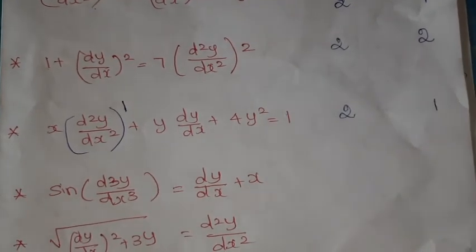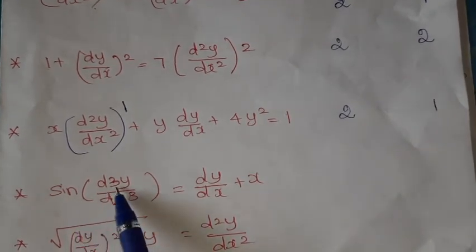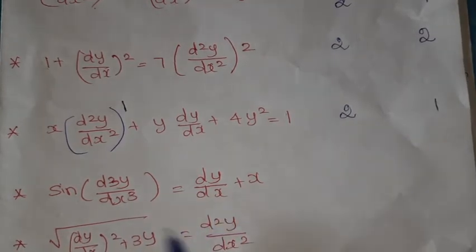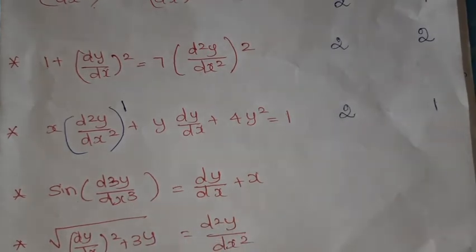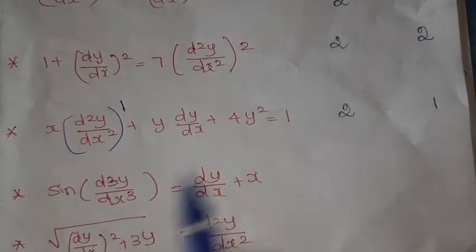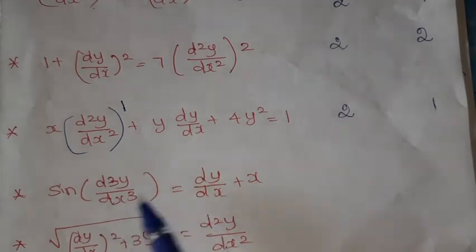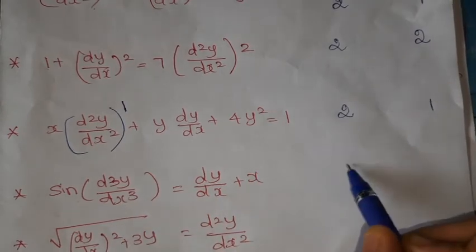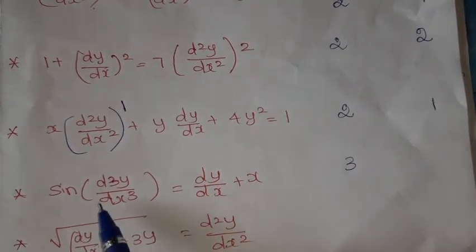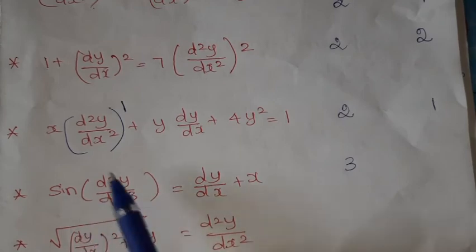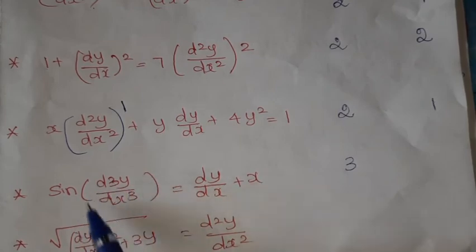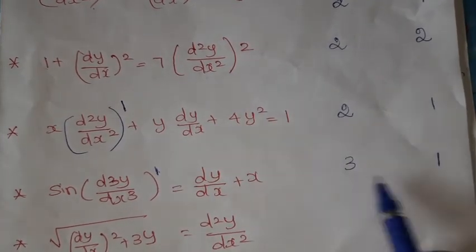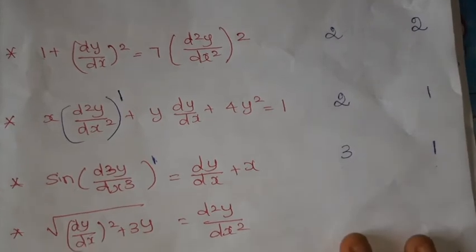Next, move on to this equation: sine of d cube y by dx cube equal to dy by dx plus x. What is the highest derivative here? Even when a sine function is given, the highest derivative is d cube y by dx cube, so the order is 3, the third derivative. Again we need to find the degree. For degree we look at the power of the highest derivative, which is 1. So order 3, degree 1.